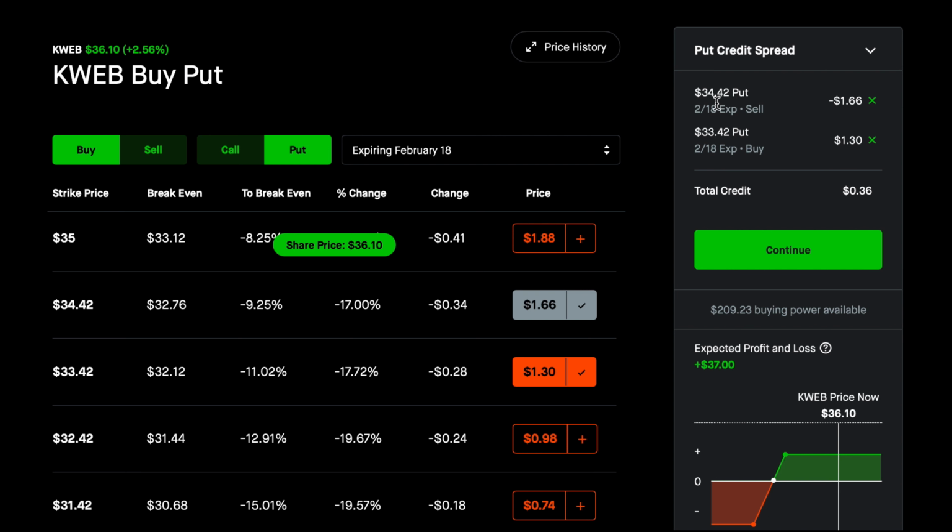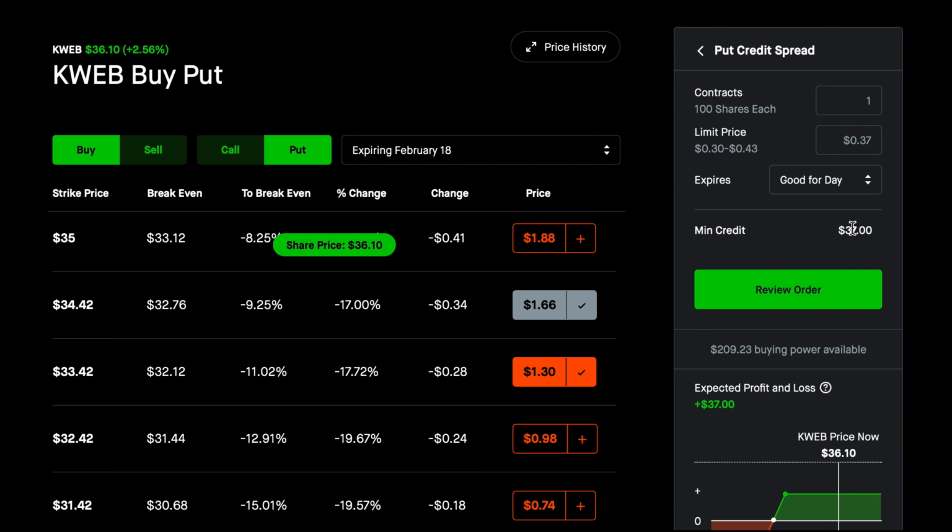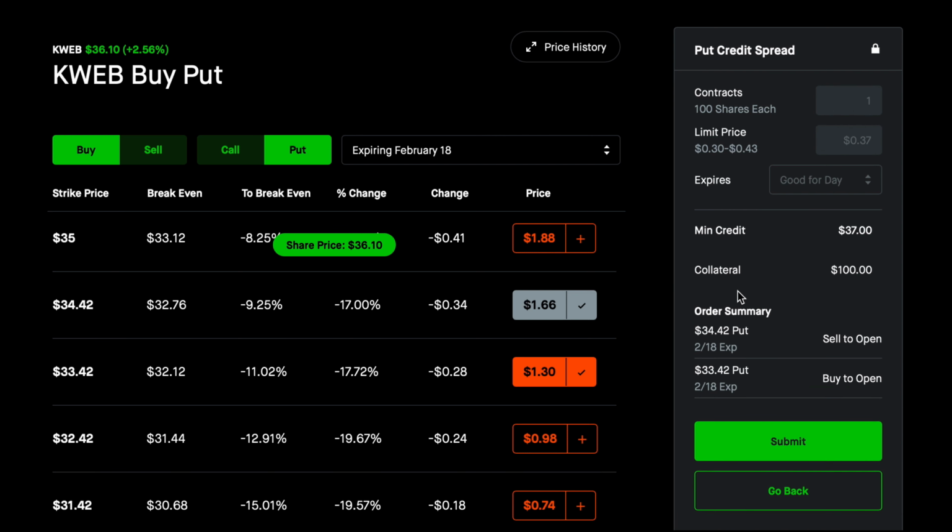So we can take a look here. We are selling one put and buying one put. Go to continue. I have one contract. Limit price is 37. Minimum credit 37. Review the order, and it says my collateral is $100. So we do need to put up the collateral. So in this case, we are going to make about a 37% return if the stock closes above 34.42. That is a very decent profit in just a little over a month.